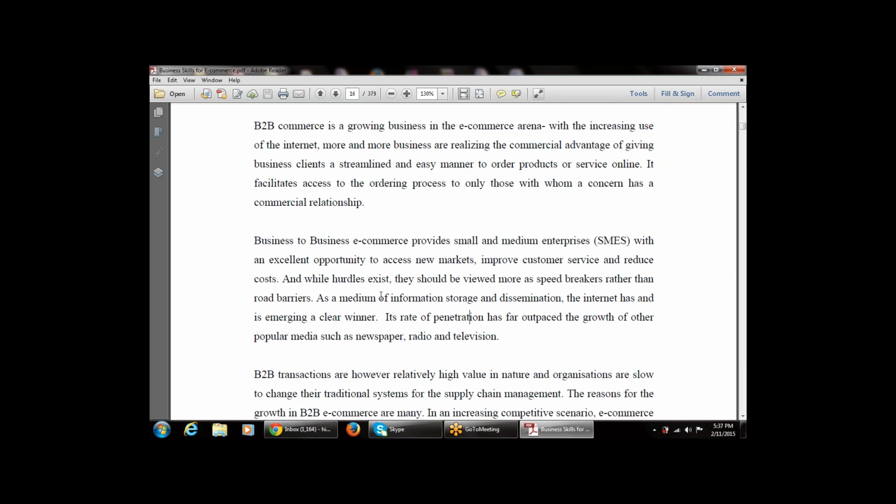So as a medium of information storage and dissemination, the internet is emerging a clear winner. It provides a new method for information storage. Its rate of penetration, its rate of usage, has far outpaced the growth of other popular media such as newspaper, radio, and television. So whenever we use business to business e-commerce, its usage is high, that is the penetration is high, and it outpaces the growth of other popular media such as newspaper, radio, and television.